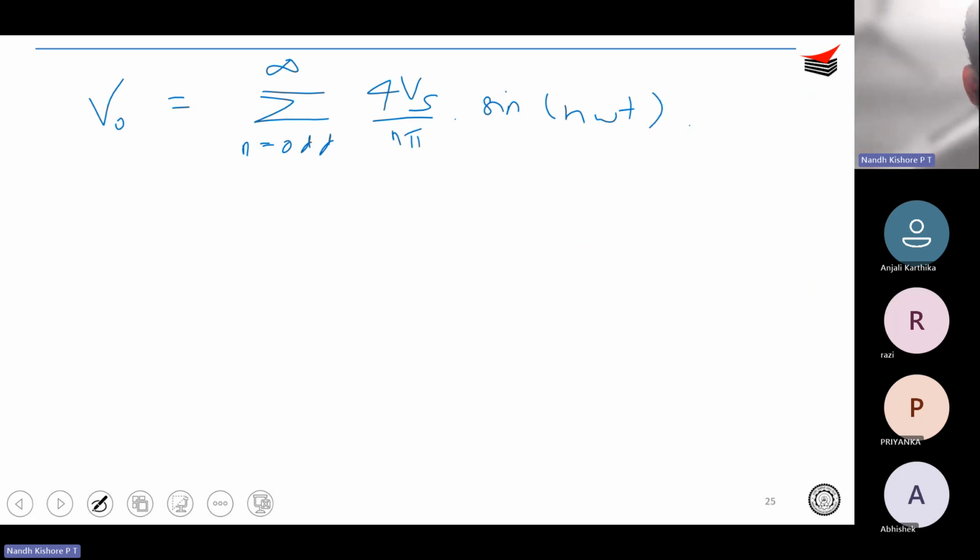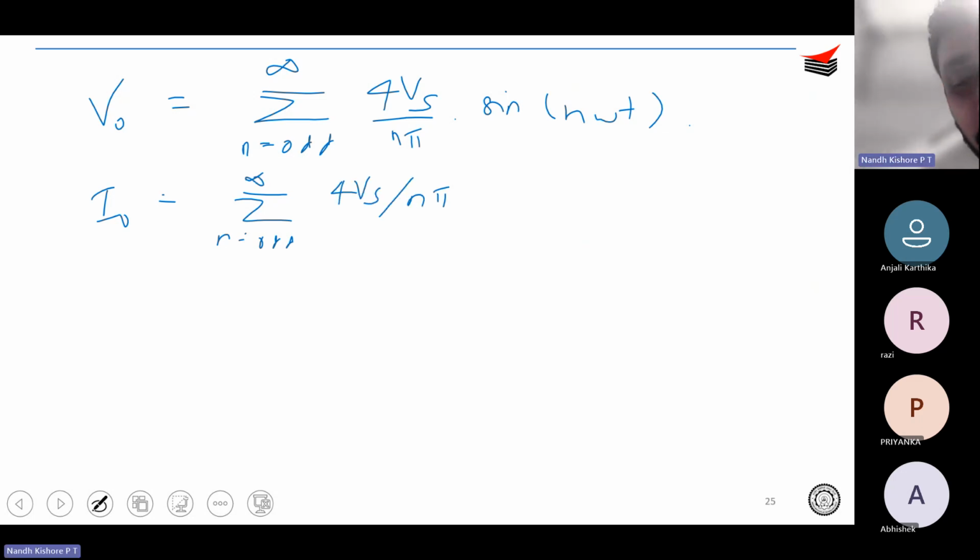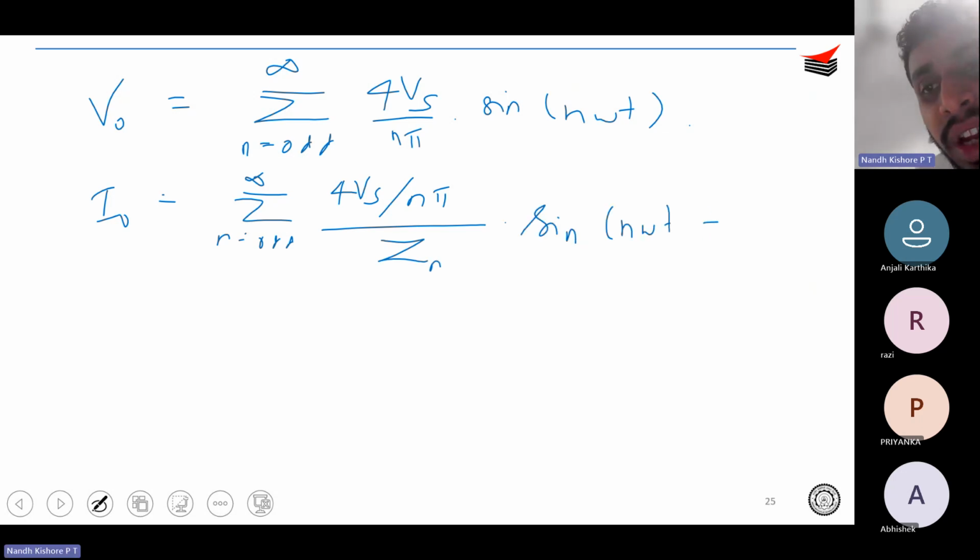Okay. And I naught will be 4 Vs by n pi divided by z impedance, correct? Into sine n omega t plus phi n. Why phi? Because if you are having an RL load, the current is going to lag the voltage, correct? So this phi n gives a lagging angle.